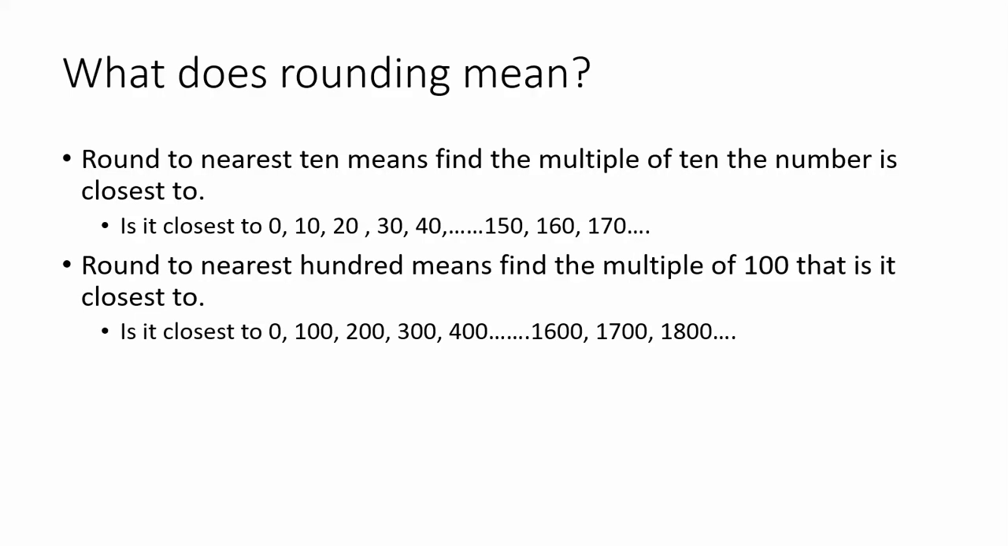You might be asked to round to the nearest 100. That means we're finding the multiple of 100 that we're closest to. Could be 200, 300, 400, or we could be in the thousands, 1,700, 1,800. Notice when we round to the nearest 100 that we will have a 0 in the tens and the ones place.